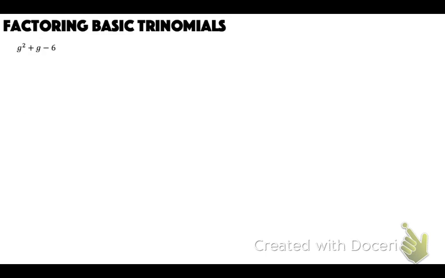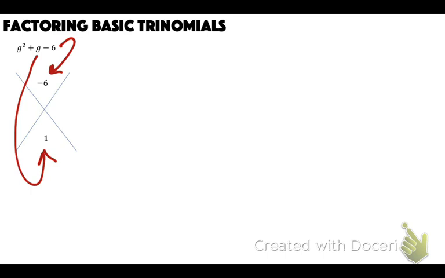Okay. Just a couple more, I promise. So g squared plus g minus 6. I'm going to use the x here. Now, some of you might have seen the x. This is personally my favorite. It's just an organization, but it helps me organize it. So we want to see what is going to multiply to be negative 6. The last number goes on top and the middle goes on bottom. If there's not a number there, we always just assume it's a 1.